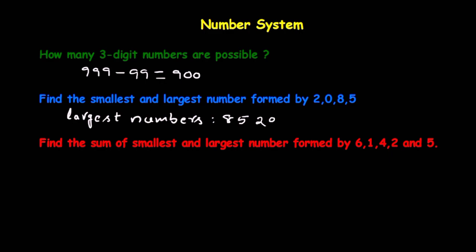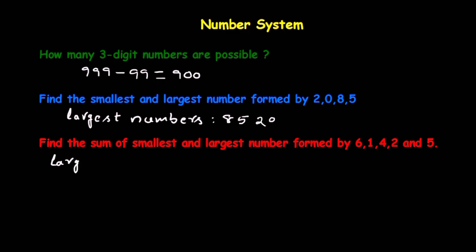Now we should find the smallest 4-digit number formed by the digits 2085. Before going to discuss this one, we will discuss the next problem and then come back to this same question. So what is the next question? Find the sum of the smallest and the largest number formed by the digits.